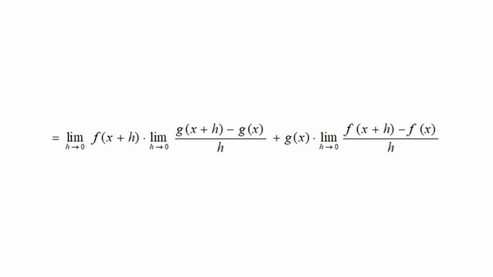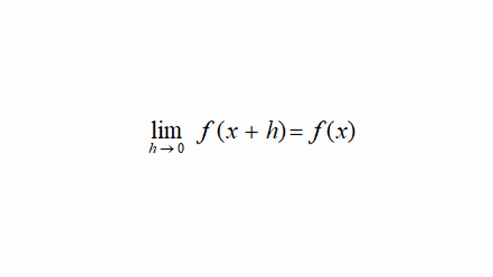Which is equal to the limit of f(x+h) as h approaches 0 times the limit of [g(x+h) minus g(x)] over h as h approaches 0, plus g(x) times the limit of [f(x+h) minus f(x)] over h as h approaches 0.